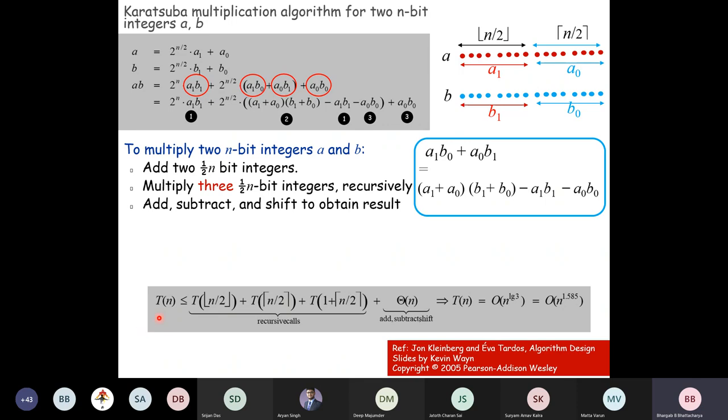Therefore, what is the recurrence then? The time for multiplication of n bits, T of n, is less than or equal to T of n by 2, and there are 3 multiplications, right? Because there are 3 distinct terms. So this is T of n by 2, and again T of n by 2, plus T of 1 plus n by 2. Forget about this ceiling and floor, because that correction comes when n is not divisible by 2. Why is there 1 plus n by 2?